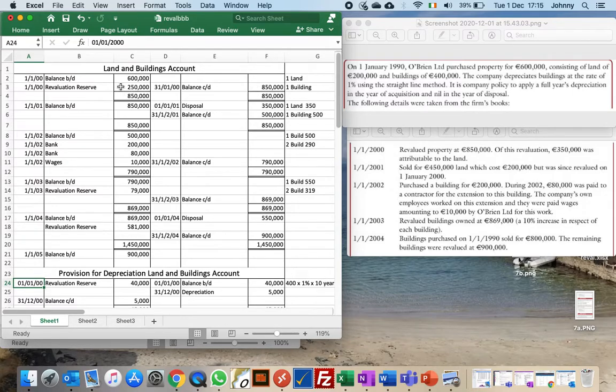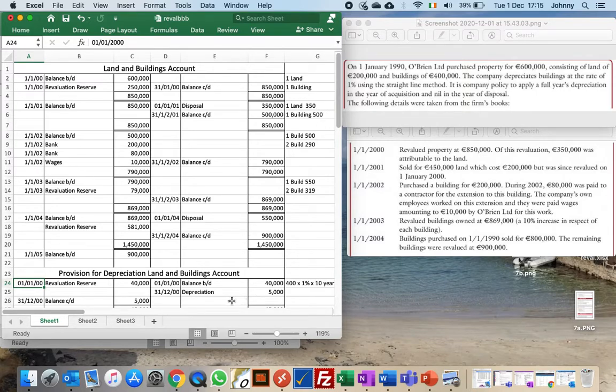So I need 250 added on, so debit land and buildings, because it's an asset, added on to increase the value of our land and building, and it brings it up to a new balance we'll carry over to next year of 850. Okay. So all the way through this year, because you revalued at the beginning of the year, it used to be worth 600 before the revaluation, but all through this year it was worth a new figure of 850, and of that 850, 350 is land, so the 500,000 has to be depreciated.